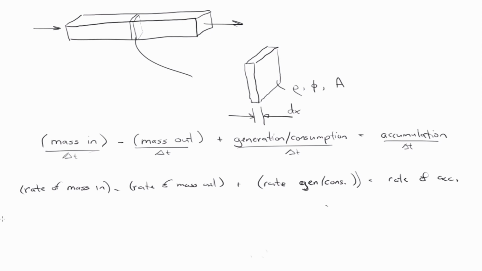where we're going to write the mass balance, we have some rate of mass in, right? So I'm going to use the superimposed dot to indicate a time derivative. So that's the rate of mass coming in.